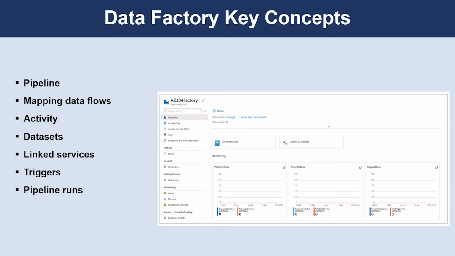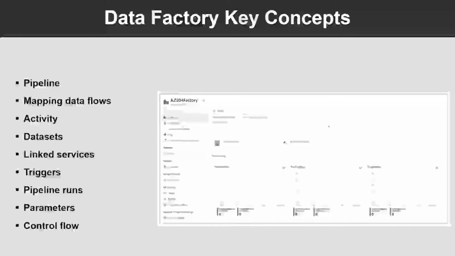A pipeline run is an instance of pipeline execution. Pipeline runs are typically instanced by passing the arguments to parameters that are determined in pipelines. And these arguments can be passed manually or within the trigger definition. Parameters are key value pairs for read-only configuration, and parameters are defined in the pipeline. And control flow is an orchestration of pipeline activities that include chaining activities in a sequence, branching, defining parameters at a pipeline level, and passing arguments while invoking the pipeline on demand or from a trigger.